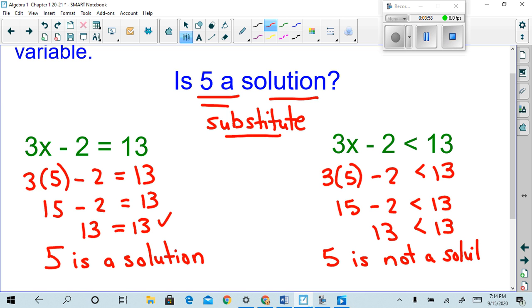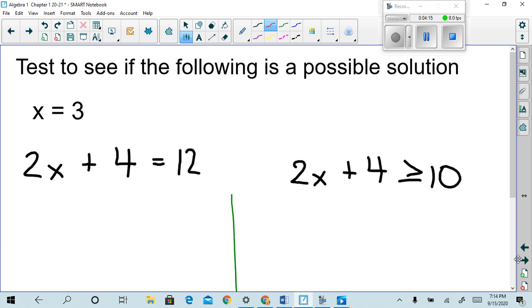And that's all we're going to do with these for the time being. We're going to substitute in values, and what we're doing actually is the check. So when we do actually solve equations and inequalities, and I say let's do the check, this is the process that you will be using. Test to see if the following is a possible solution. I did it with, once again, an equation and an inequality, and let's see how this works.